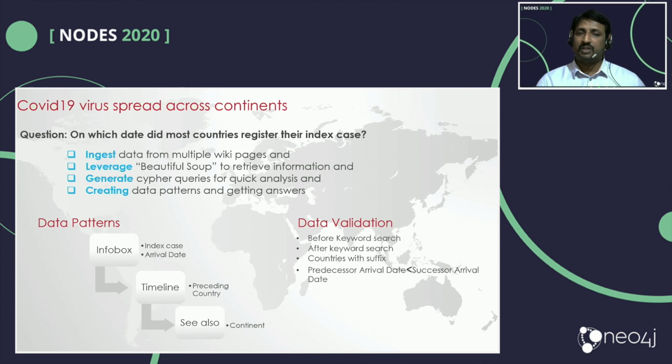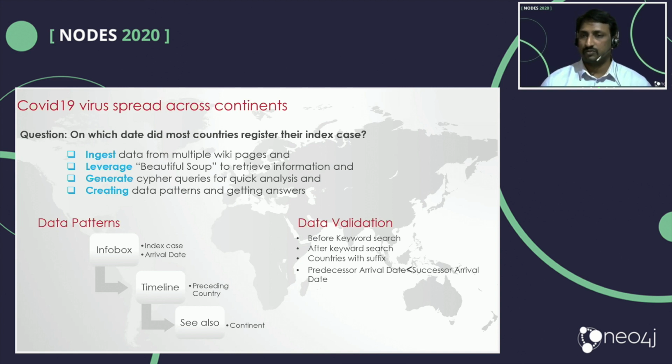Then we scrape the data from those web pages. For example, we take the required information for our visualization. Then using Beautiful Soup, we generate the Cypher queries automatically for a quick analysis. And then from this data, we can identify the answer to our question. So just to give you a background of the data patterns here.